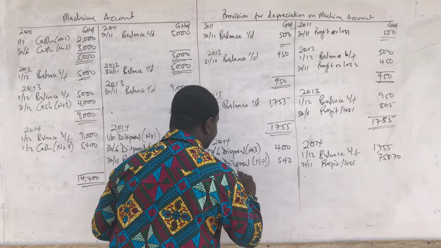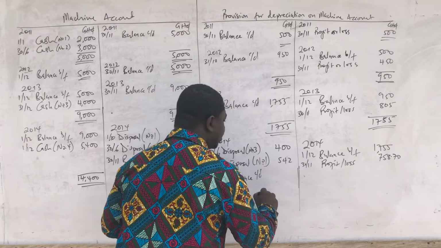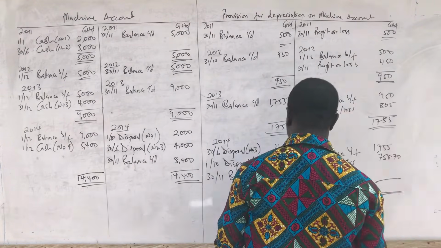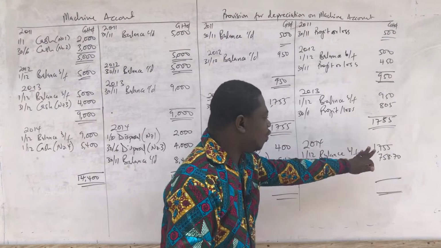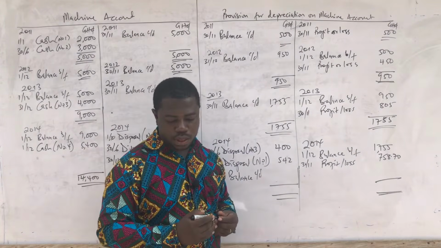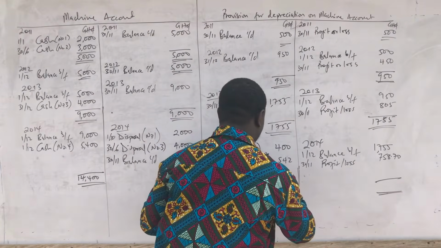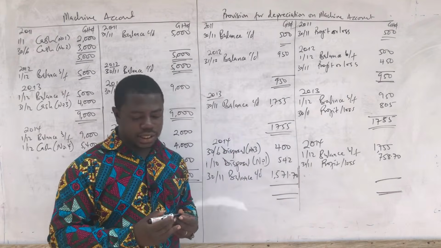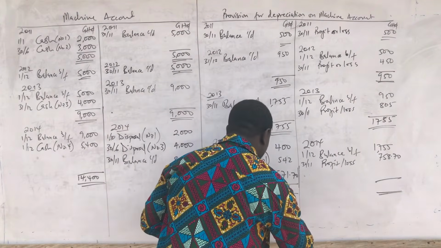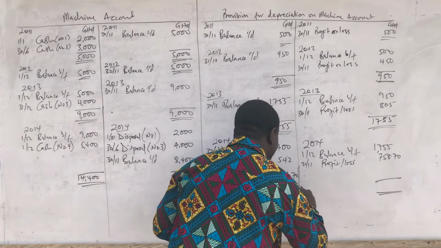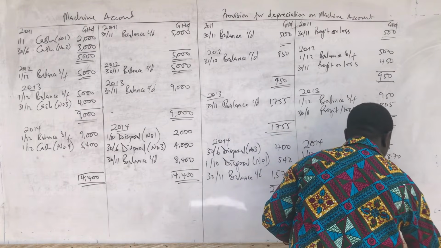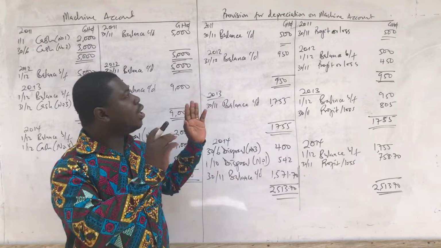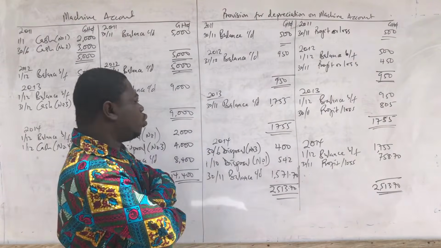Also, 30th November, there was a balance carried down. And the balance carried down will be this, a total of this minus the disposals. All right. And that is 1,571.70. That is the balance carried down. And the total is 2,513.70. All right. So that is how the provision for depreciation account is going to look like.